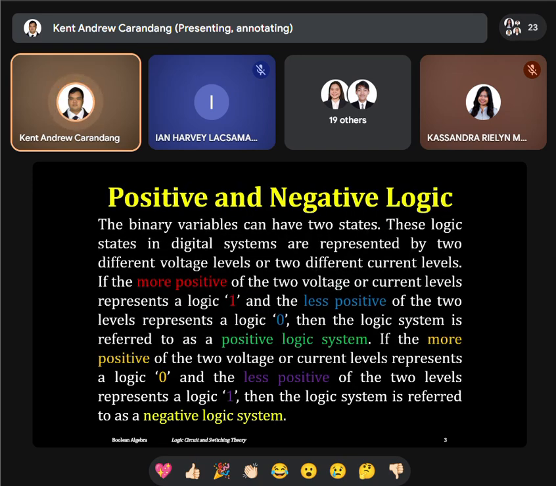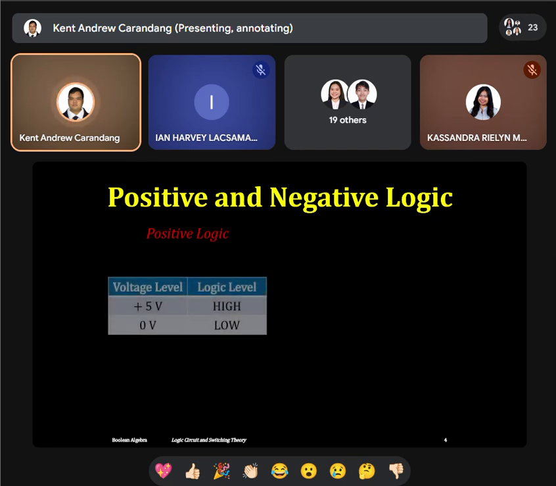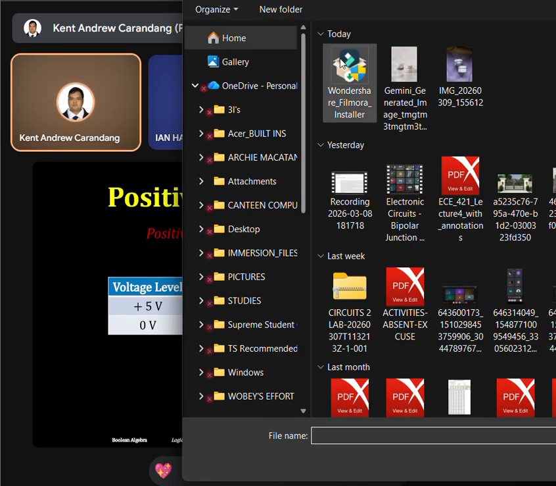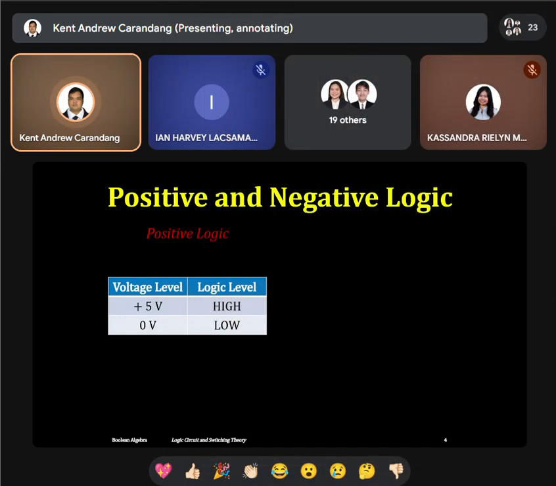So positive and negative logic. I will not further read this, it's just the representation. For positive logic, if we have an output of 1, it is logic high. And if there is no voltage or no output in the logic circuit, the logic level is low. So take it as 1 and 0, 1 for high and 0 for low.